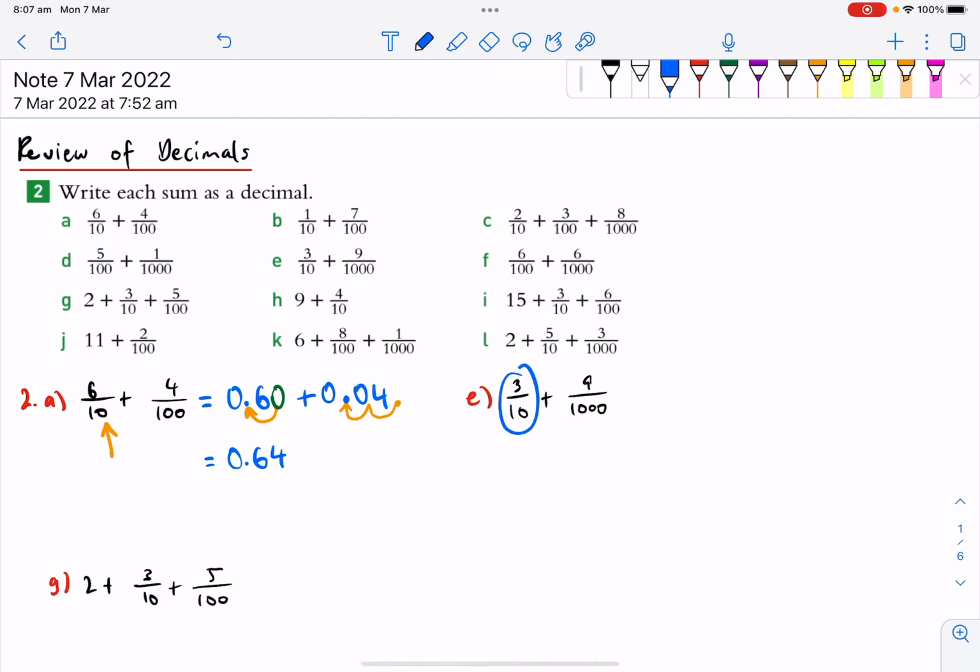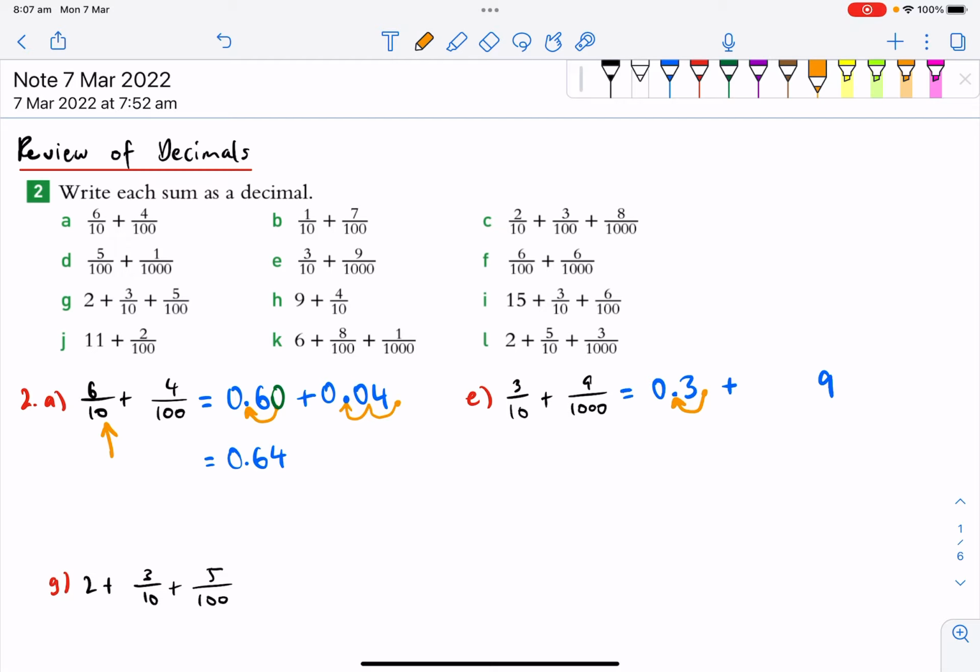Now we have 3 out of 10. So I'm going to start by writing 3. Get my decimal point in place. And we can see 0, that's 1 0. So I move it 1 decimal place. So there should be a decimal right here. And then I put a 0 in front of it. So that's 0.3.